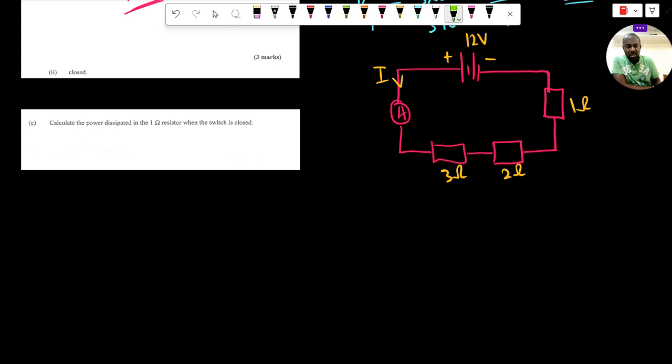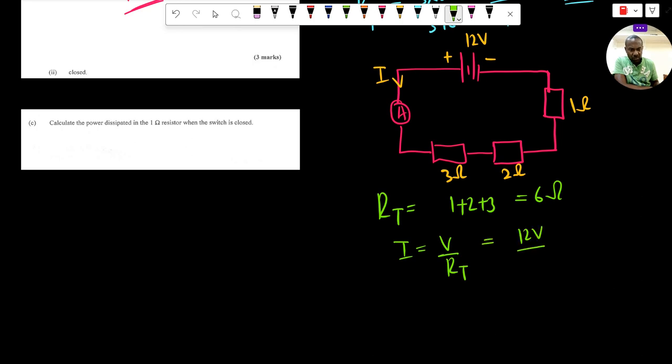So for this piece now, we can say that the total circuit resistance RT, we're just going to add them up now because they're in series. So this is basically 1 plus 2 plus 3, which gives us 6 ohms. And then, of course, we know that I is equal to V over RT, which gives us 12 volts divided by 6 ohms, which gives us 2 amperes, right?